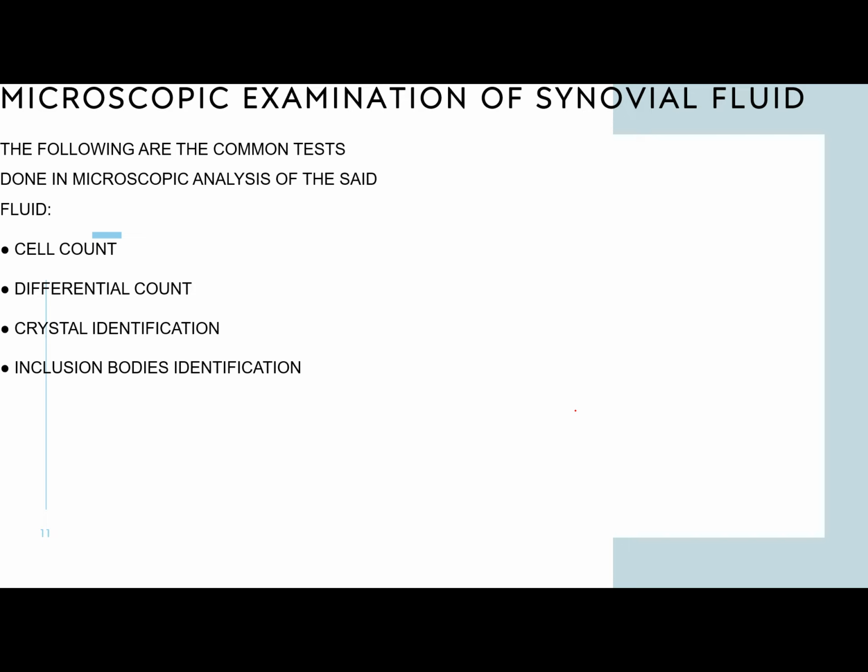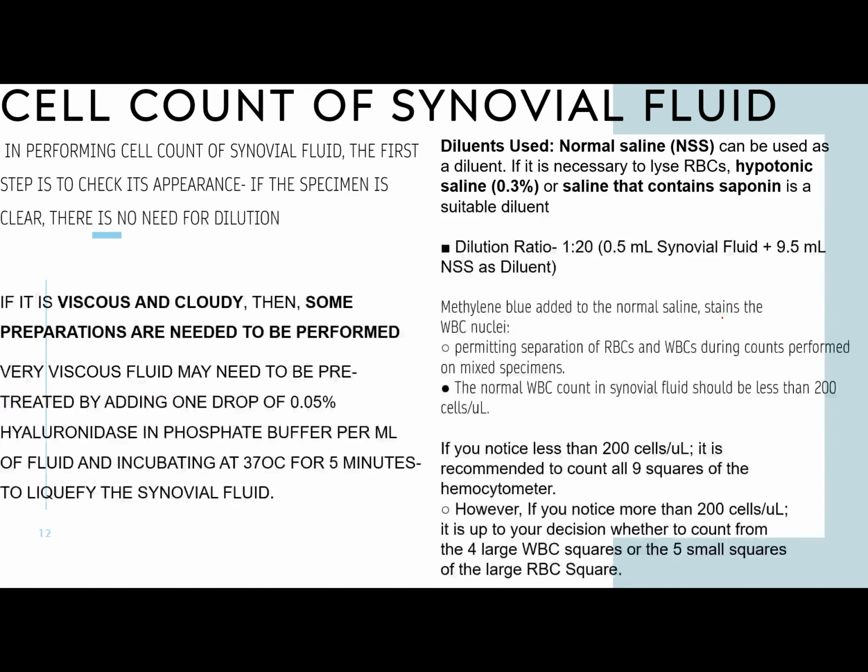So, let's go now to the microscopic examination. For the microscopic examination, you're going to do cell count, differential count, crystal identification, and inclusion bodies identification. Let's start with your cell count. Whenever you perform a cell count of the synovial fluid, the first step is to check its appearance. If the specimen is clear, there is no need for dilution. Usually for a cell count you would be performing dilution on any body fluid, but if the synovial fluid is clear, no dilution is needed.